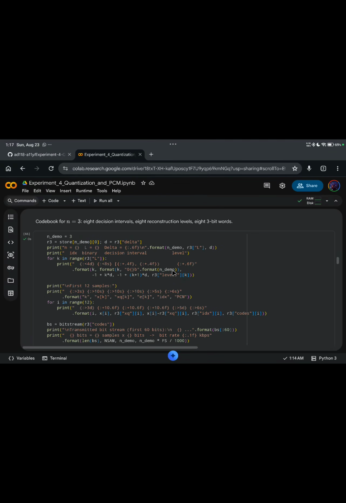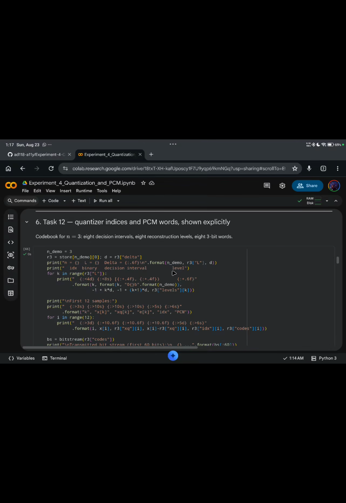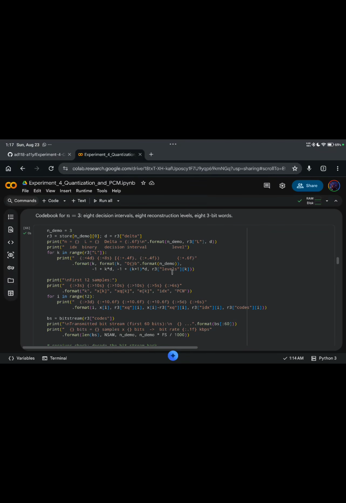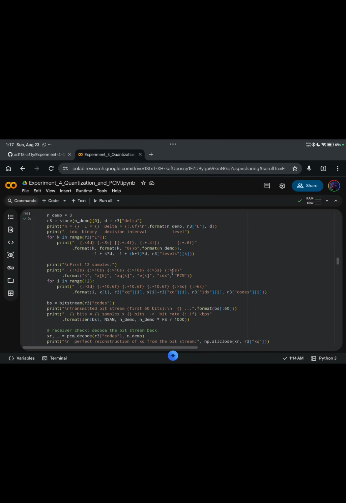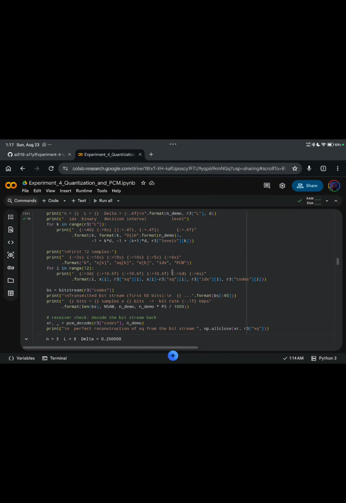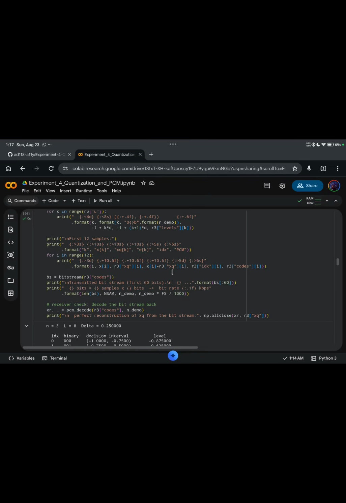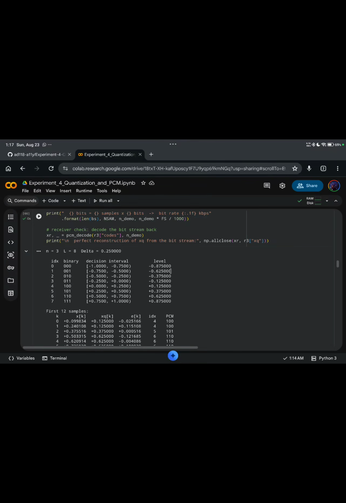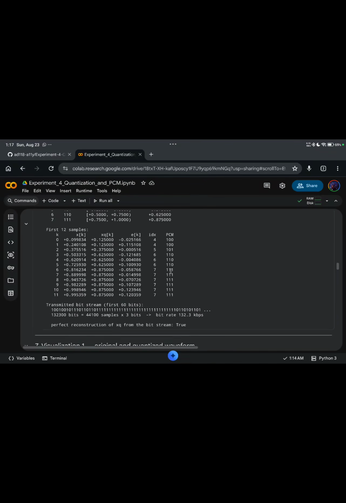Now, here I display the complete code of the 3-bit quantizer. Since L is equal to 2 to the 3, which is 8, there are 8 quantization levels and 8 possible binary words. The table shows the index, binary PCM word, decision interval, and reconstruction level. This makes the operation of the quantizer easier to understand.